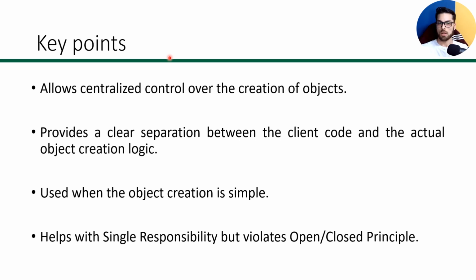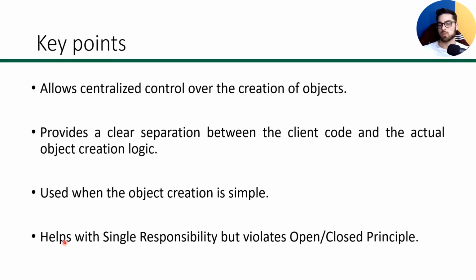So key points from the Simple Factory: it allows centralized control over the creation of objects. So the creation steps are in one class, in one method. It provides a clear separation between the client code and the actual object creation logic. When is it used? When the creation steps are simple, typically when there are no arguments or it's a very simple constructor process. It helps with single responsibility because we're separating the concerns, we're separating the responsibilities.